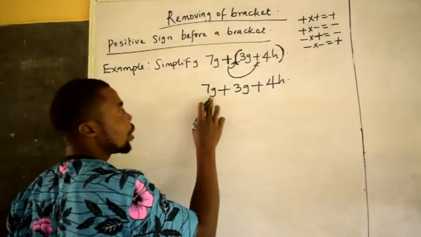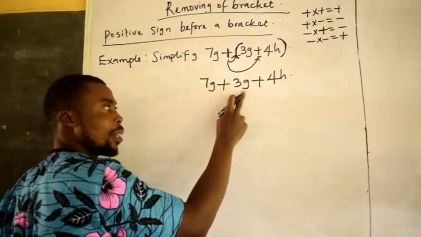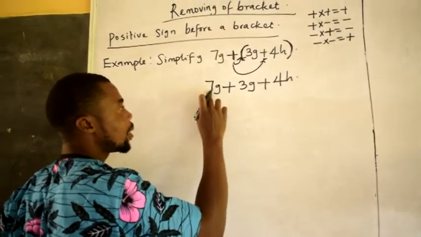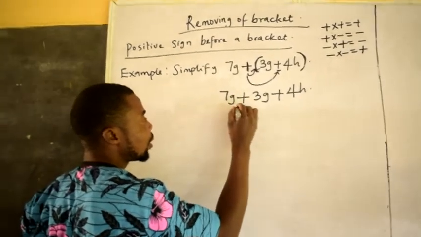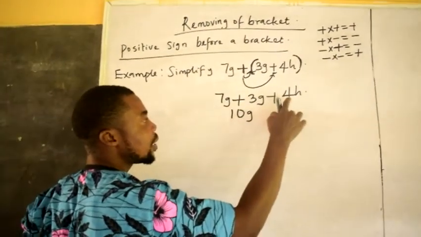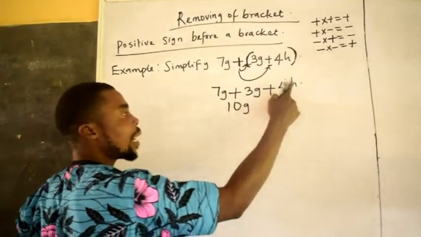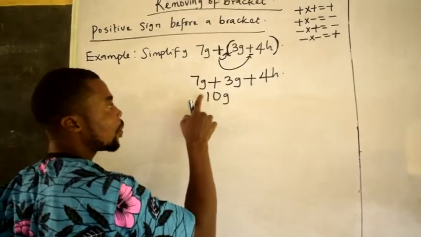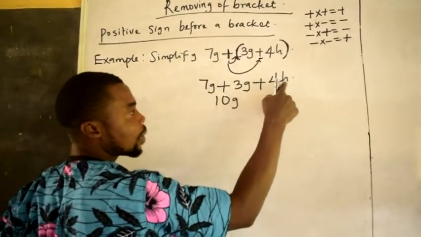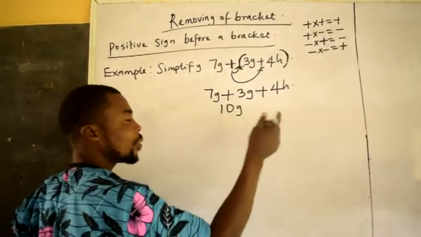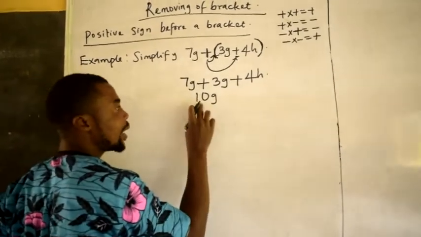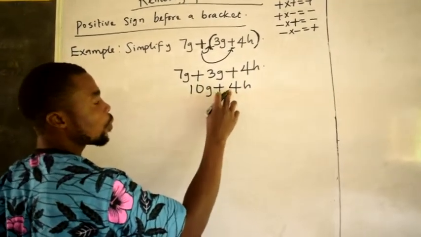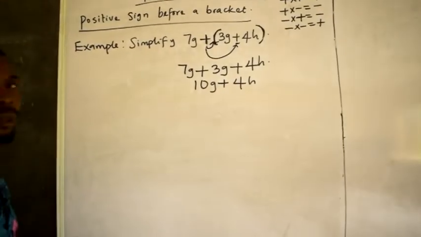Then G, that is the same letter. So you are adding the same letters together. That is 7G plus 3G. That is 10G. This is 4H. H cannot be added to G. Impossible. It is as if when you have goat plus 4N. So you cannot add them together. So it is 10G plus 4H. 10 goat plus 4N. That is how it will be.